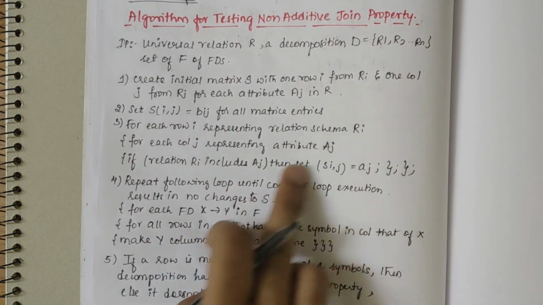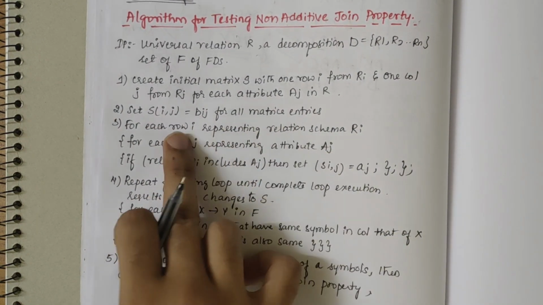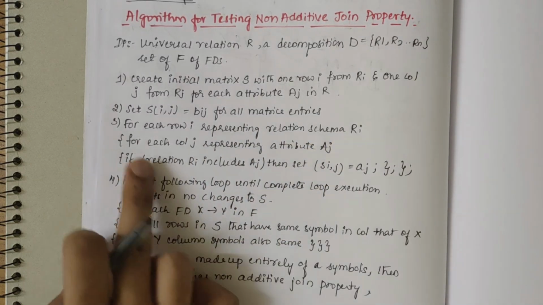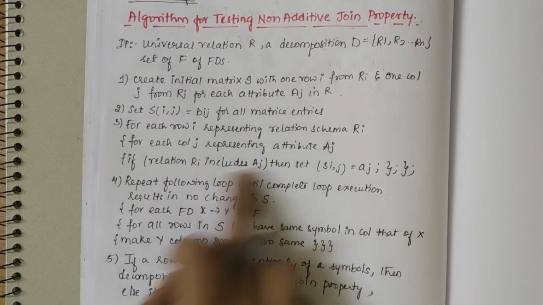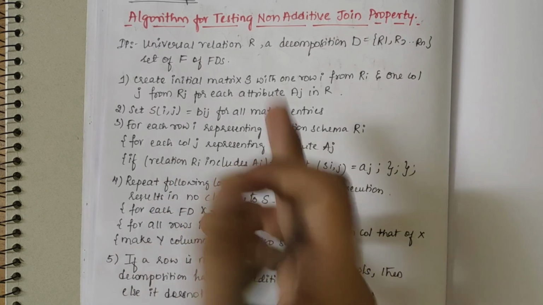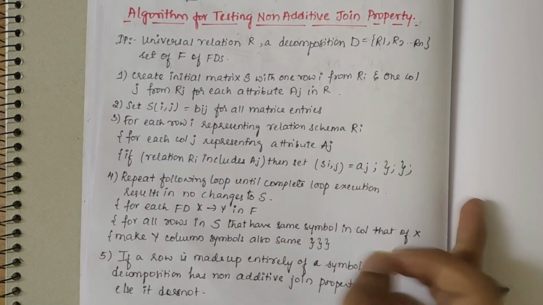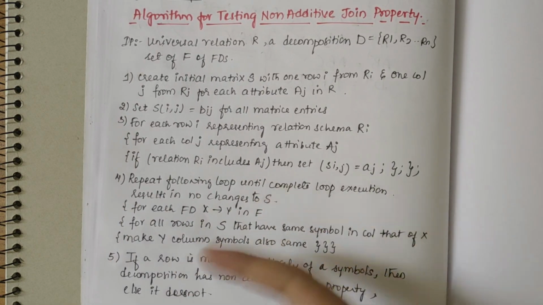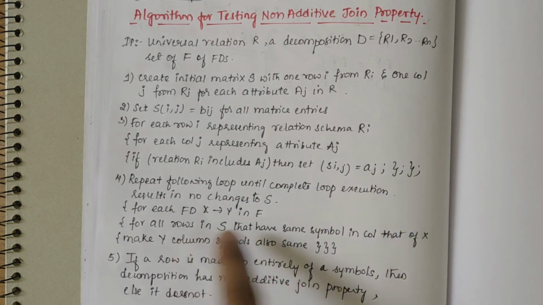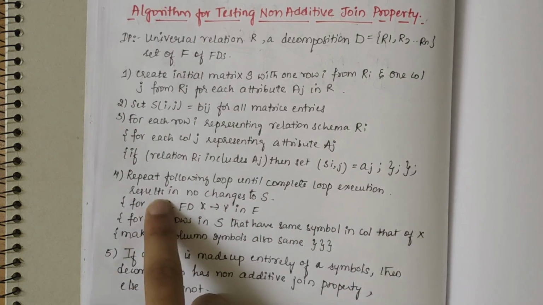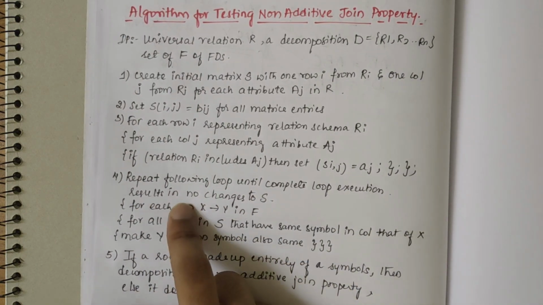Then we need to check this condition: for each row i representing relational schema Ri, for each column j representing attribute Aj, if relation Ri includes Aj, then set S of i comma j as Aj. And fourth, we need to continue checking this loop till the result no longer changes.